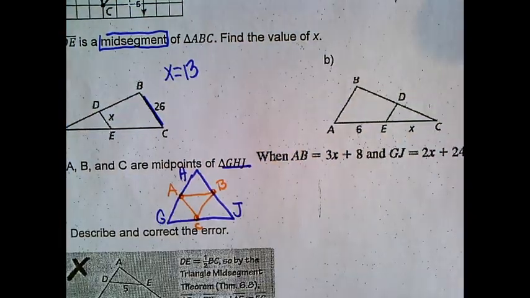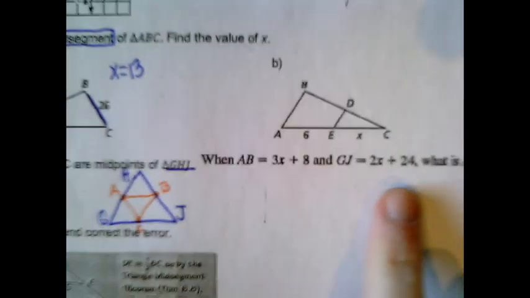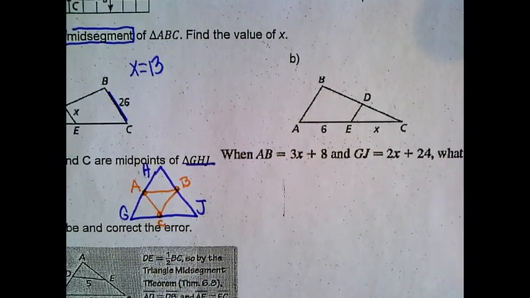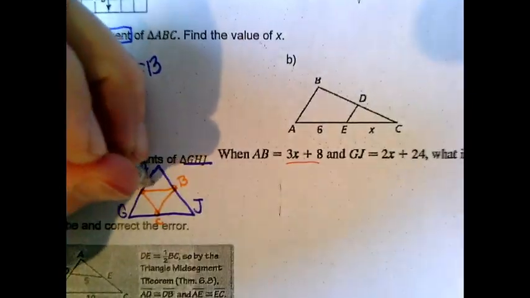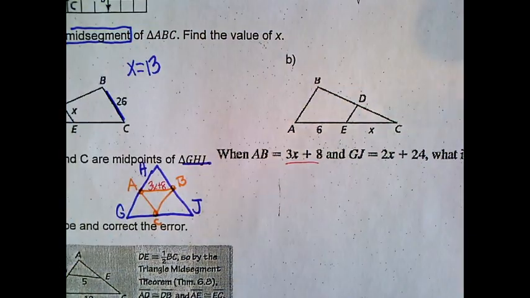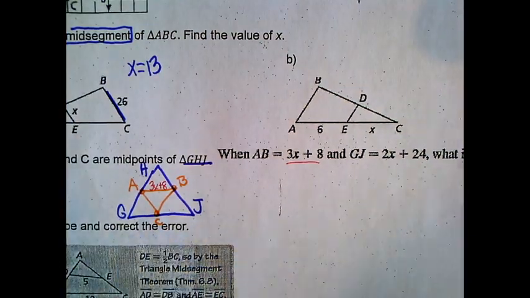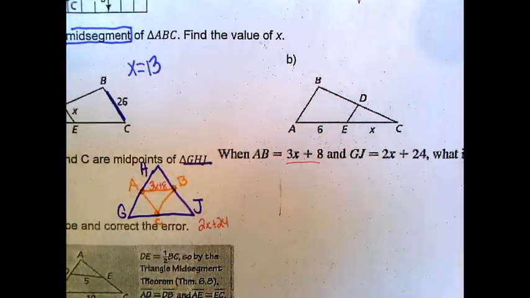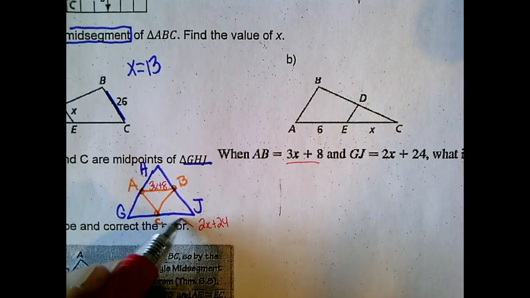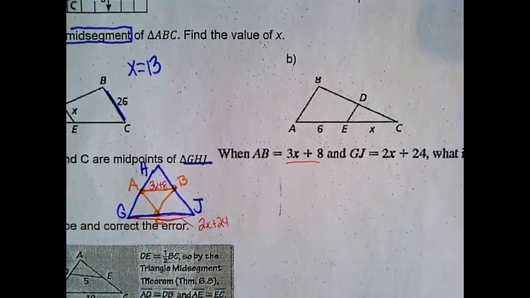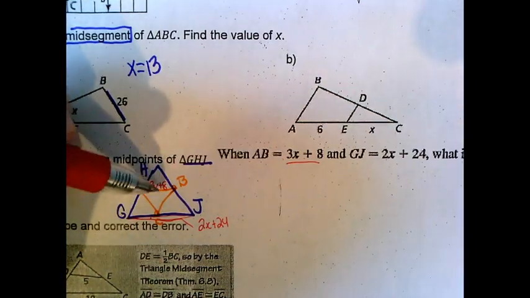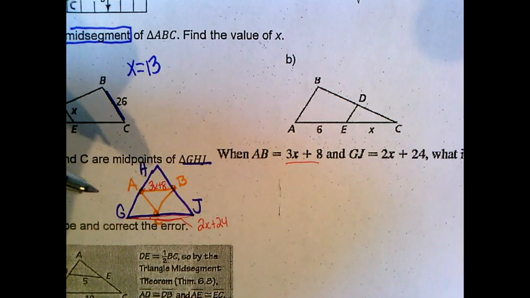And then over in this part of the question, they want to know what is AB. So they tell me right here that AB is 3x plus 8. And then they tell me GJ, the long part, is 2x plus 24, which I don't have room for. But that is the whole length of this line right here. So we talked about it in class. A mid-segment is half of this. So I have to double this mid-segment to get the parallel line segment.